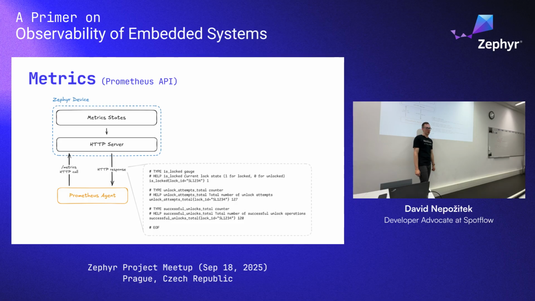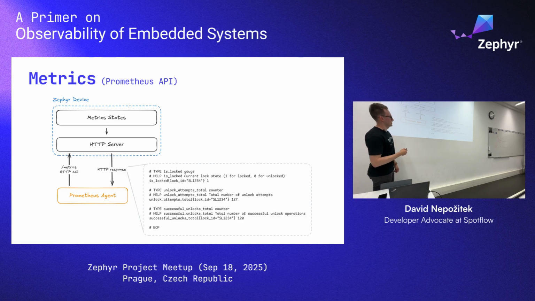I don't know if you know Prometheus, how it works. It historically works on a pull-based basis. So you've got a Prometheus server, a Prometheus agent, which needs to call our device via HTTP, and then the HTTP server needs to respond with something like this. So this is the Prometheus API. It is a text-based format.